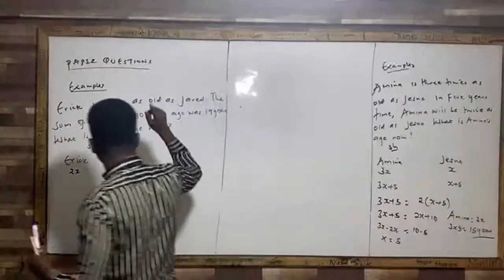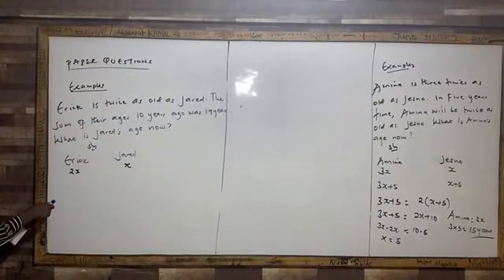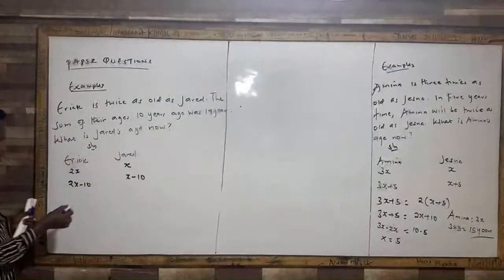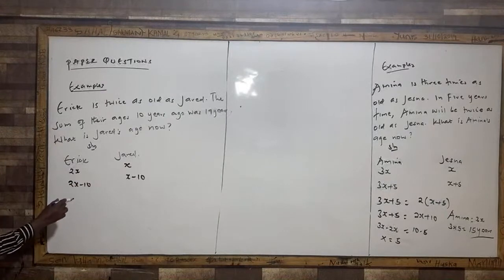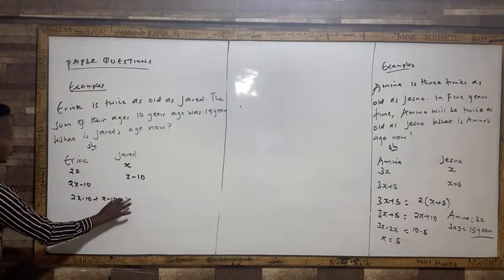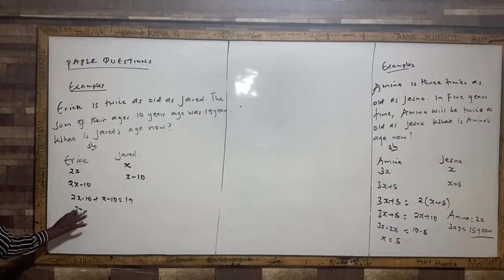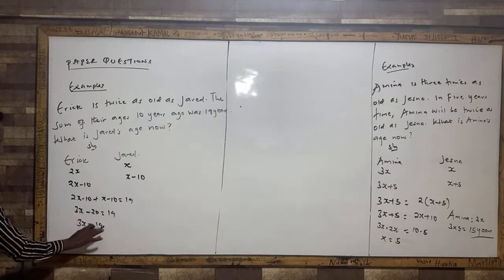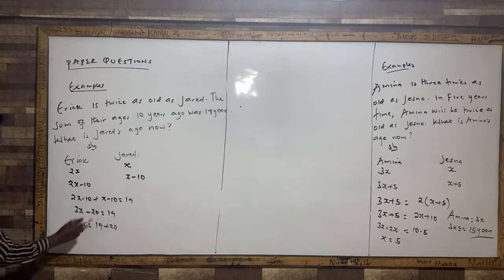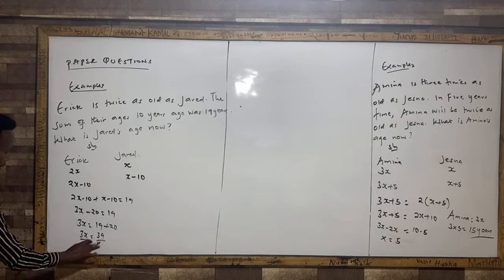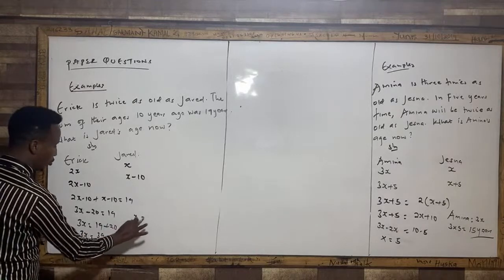Then let's go ahead. You're told the sum of their age 10 years ago was 19. So 10 years ago is the past. So this guy was 2x minus 10. This was x minus 10. 10 years ago we subtract. So the sum of their age was what? 19. So I'll say 2x minus 10 plus x minus 10 is equal to 19. So 3x minus 20 is equal to 19. 3x is equal to 19 plus 20, because this minus, take it to the other side. So 3x is equal to 39. Divide both sides by 3, cancel. So x is equal to what? 13.